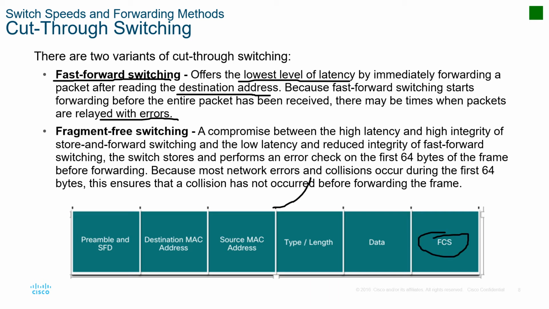Okay, they came up with another method, fragment free. In fragment free, this is somewhere in the middle of fast forward and store and forward. There's a couple of error checking, but not all. And the keyword here is it only reads the first 64 bytes, so somewhere here. There's a couple of error checking, but again, not all errors are detected by fragment free.